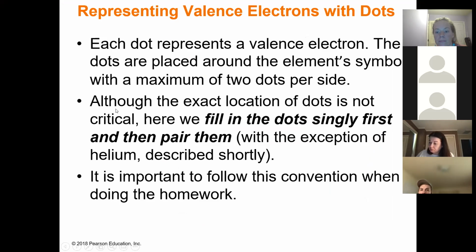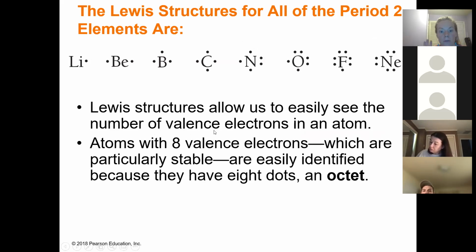This is just talking about what I had already said about filling the dots in singularly first. So fill 1 electron in each of those 4 quadrants and then go back and double up. It's important to do that in the homework too, or Mastering Chemistry will get mad. All right, so these are the first few atoms. We've got lithium, beryllium, boron, carbon, nitrogen, oxygen, fluorine, and neon.